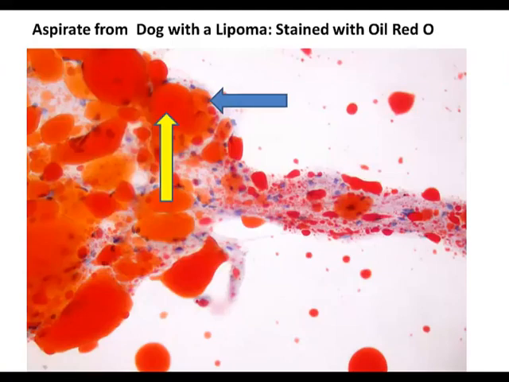What we're looking at here is a fine needle aspirate. So what's happened here is that a dog has had a mass in its skin. The vet has inserted a needle into this mass and has sucked out some cells and smeared them on a slide to try and achieve a diagnosis. This is called fine needle aspiration.